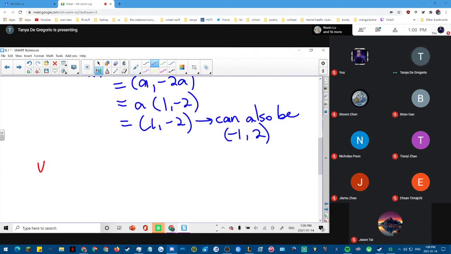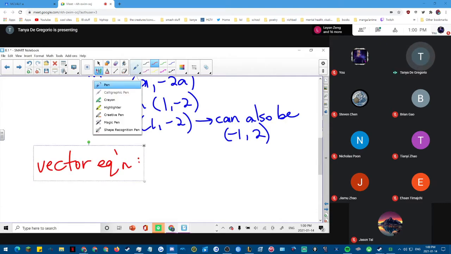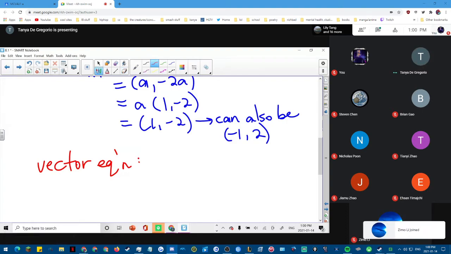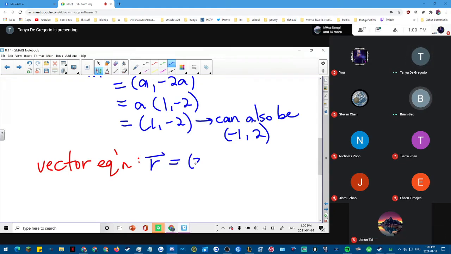So what's my vector equation then? Oh, I know somebody knows. What's my vector equation? 3, 1 plus T 1 comma negative 2. Okay. Did you, 1 negative 2 or negative 1 2? It doesn't matter. And we say T is an element of real numbers. Okay. So you could have gone straight to this.